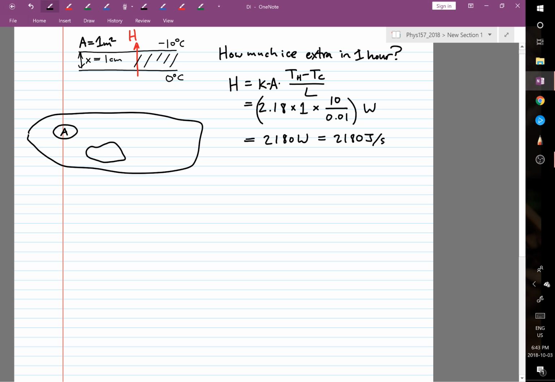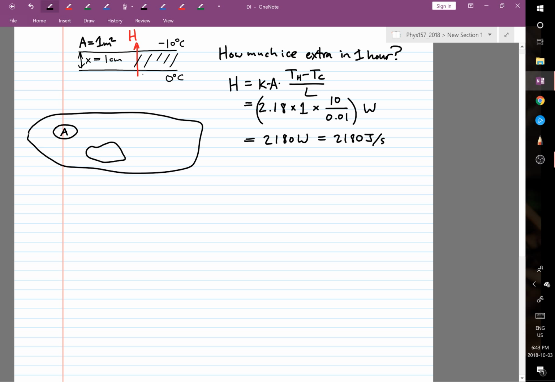So for my 1 meter squared of ice, I've got this amount of heat that flows every second from the 0 degree water up through the ice and then out into the air. Now we want to know, how quickly does that freeze the water? In particular, how much extra ice am I going to have in an hour?